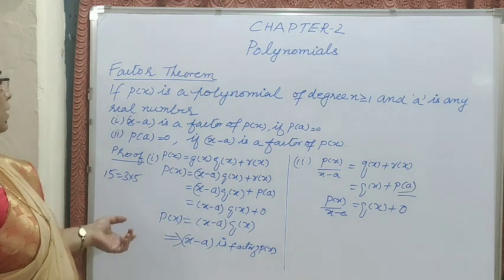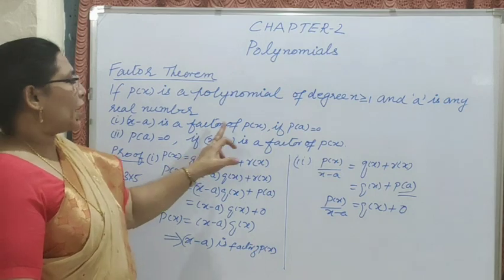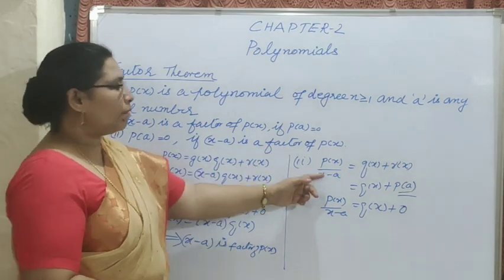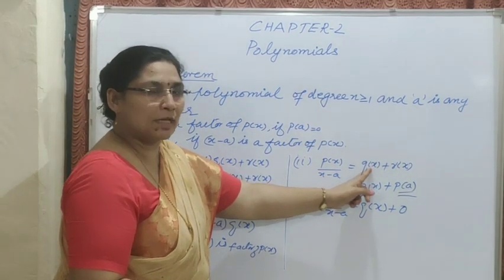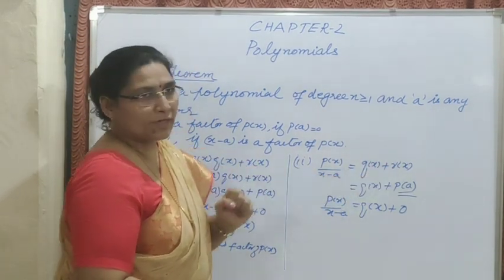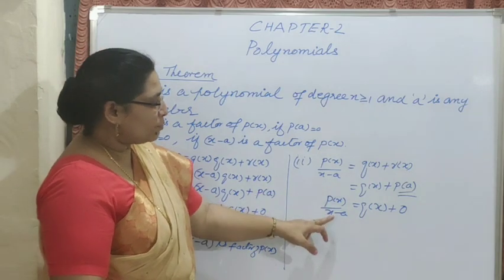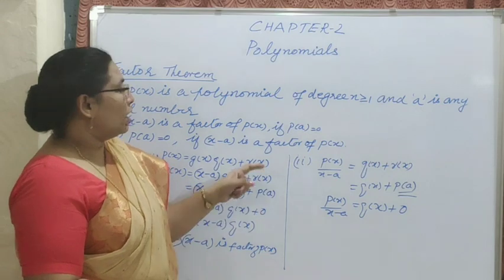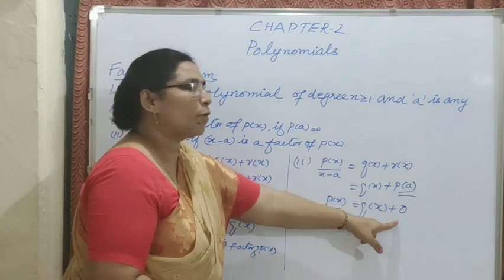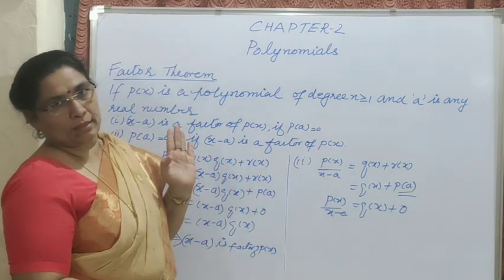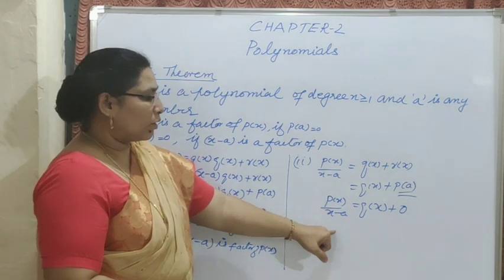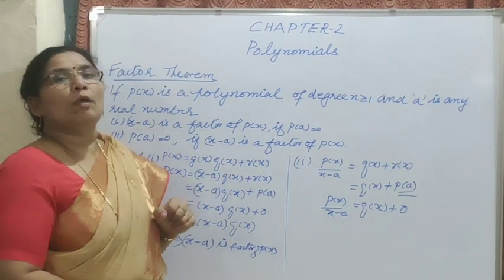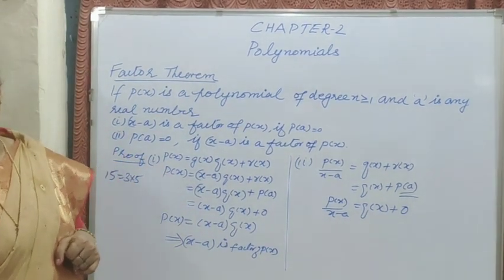Now the second part. They had given that if x minus a is a factor, suppose we are dividing by x minus a, you will get q of x the quotient and r of x the remainder. Now p of x by x minus a means q of x plus 0. Why am I writing 0 there? It is a factor, so there is no possibility of getting any remainder by the factor theorem. So the conclusion is that if x minus a is a factor, then definitely p of a equals 0.